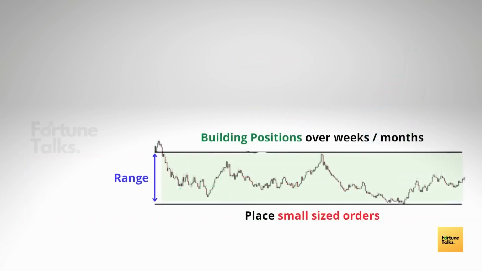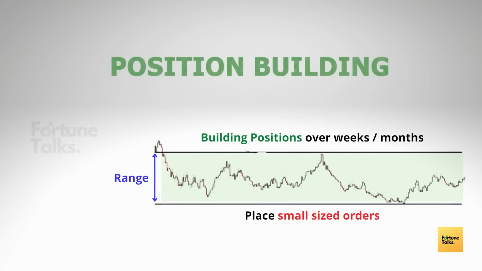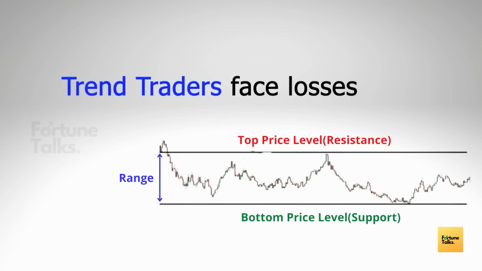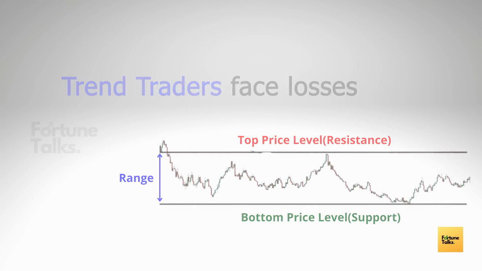So instead of placing a bulk order, the institution places small orders secretly. And this is called position building. In short, we can conclude that during the accumulation phase, the institutions are building up the position slowly and silently. And during the accumulation phase, the market tends to be in a range, or it is range bound. And the trend traders would face losses if they don't adapt suddenly.